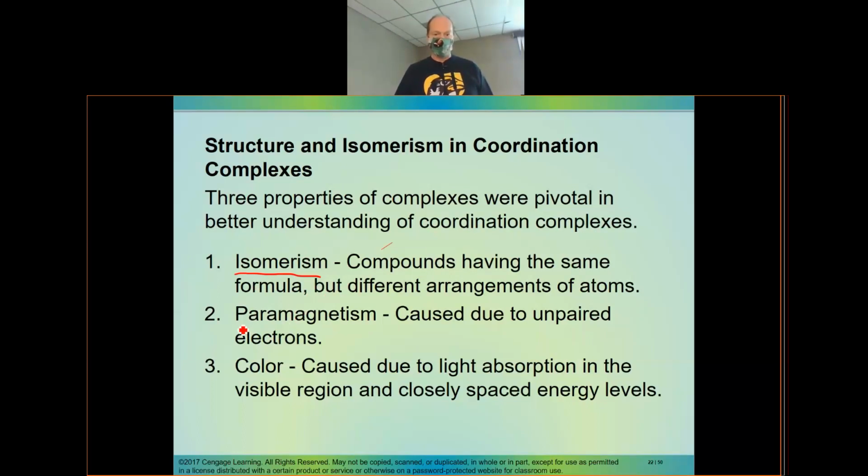Paramagnetism: it is very common to have an unpaired electron when you have your transition elements. And so the electrons moving from one d orbital to another d orbital is right in the electromagnetic spectrum in the color region, the visible region of the spectrum. And so these compounds are usually very colorful.